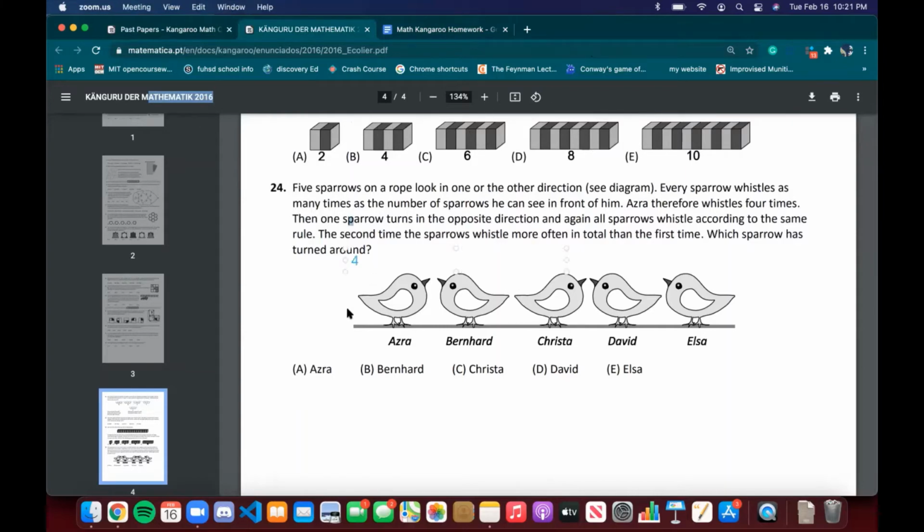Azra whistles 4 times the first time, and if they turned around, they would whistle 0 times. So on the top, we will write how many times they whistled the first time, and we will find how many times they whistled the second time. And we will find the one that has the greatest difference, or the one that would increase the number of whistles if they switch direction. That would be the one that turned around.